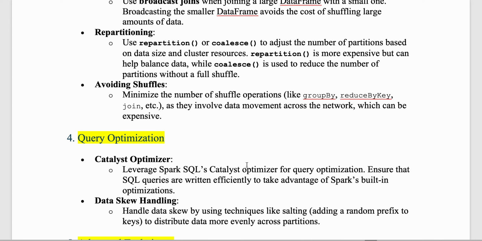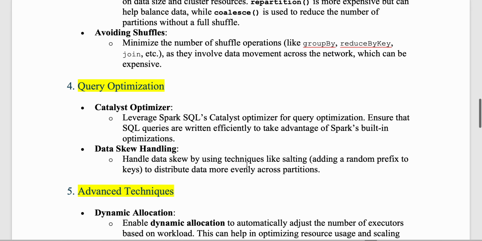Then data skewness. Sometimes there is skewness in your data. If you have skewed data in your job, then definitely it will take much more time. So you have to handle the data skewness by using techniques like sorting, bucketing, or adding a random prefix to the key. Distribute the data evenly across partitions, so that each partition has evenly distributed data.